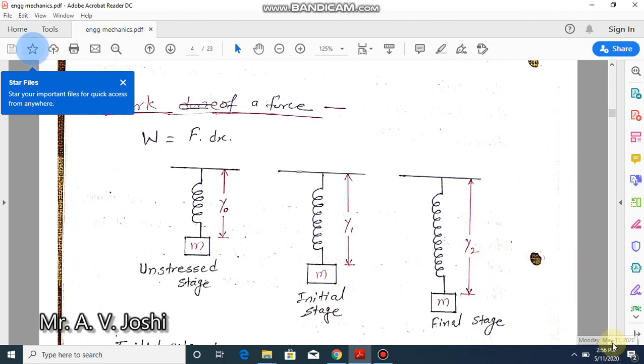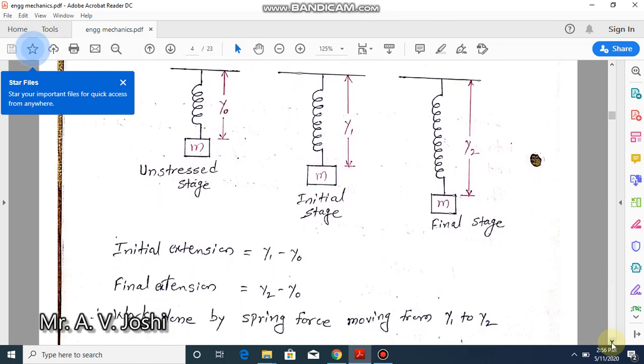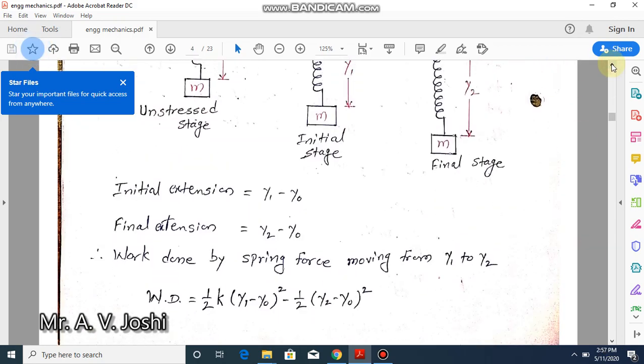So from this we have to discuss the work. Initial extension equals y1 minus y0, and final extension equals y2 minus y0. So the work done by the spring moving from y1 to y2 equals one half k (y1 minus y0) squared minus one half k (y2 minus y0) squared.